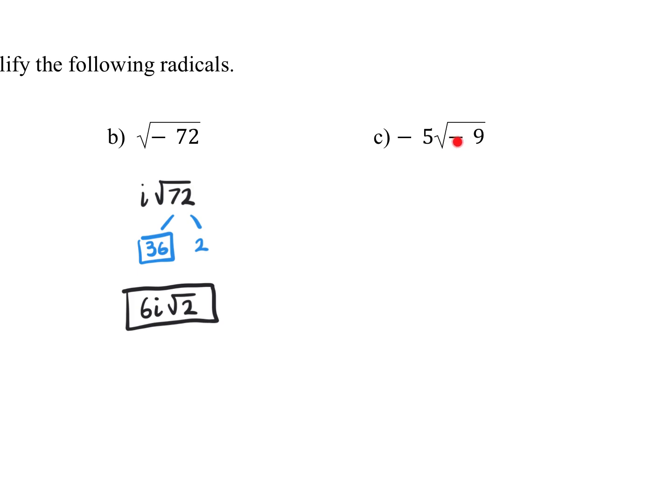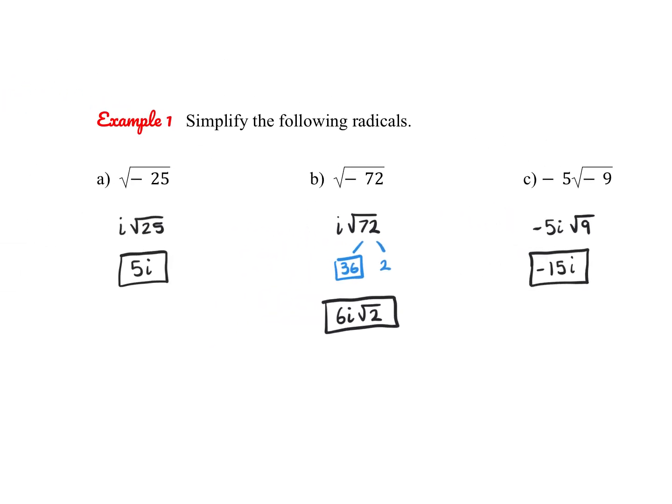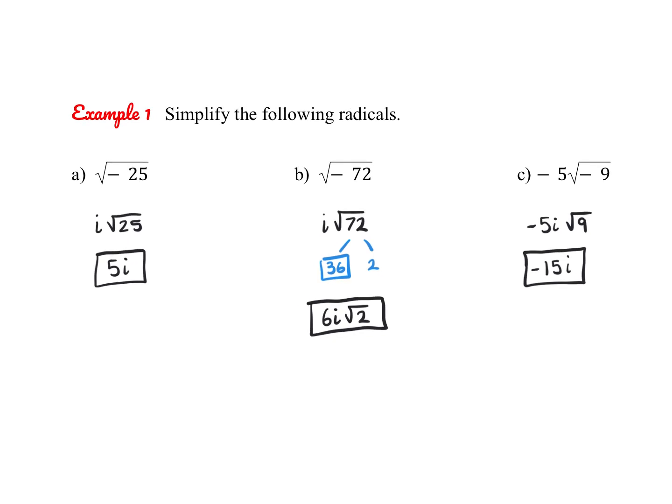All right, let's try this last one. Here, the first thing I'm going to do is take care of the negative on the inside, and I'm just going to put a 5 on the outside. Notice that the negative on the outside is still there. This has no effect on this. So now all I need to do is simplify the square root of 9. The square root of 9 is 3, so then I'm going to multiply that by negative 5, and we get negative 15i. And there you have it. So now we have a way to work with square roots of negative numbers.